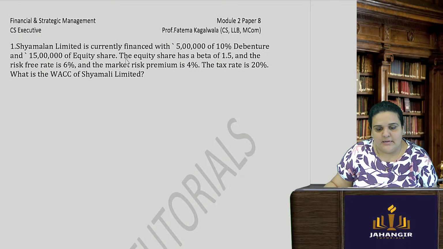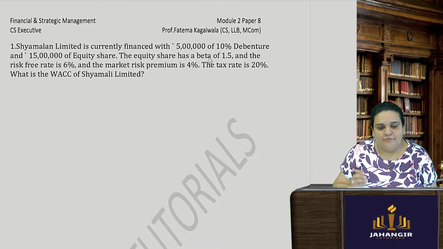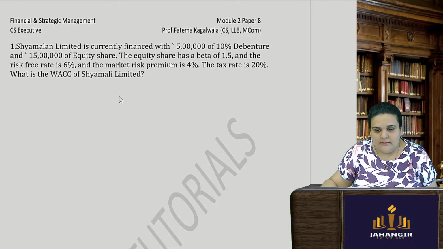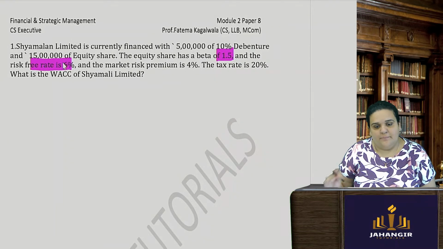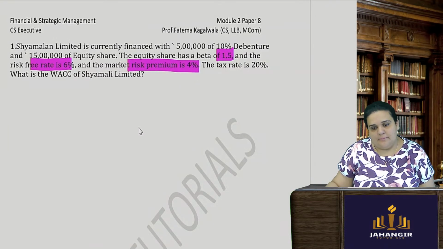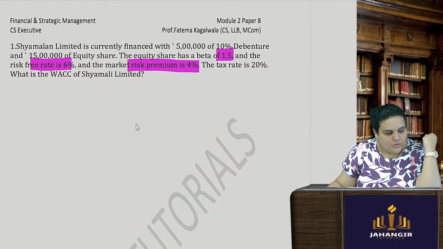Shyamalan Limited is currently financed with 5 lakh rupees of debentures, which is 10% coupon rate, and 15 lakhs of equity share. Equity share is having a beta of 1.5 and the risk-free rate is 6%. RF, risk-free. And the market risk premium, they have given me 4%. The tax rate is 20%. What is the weighted average cost of capital?